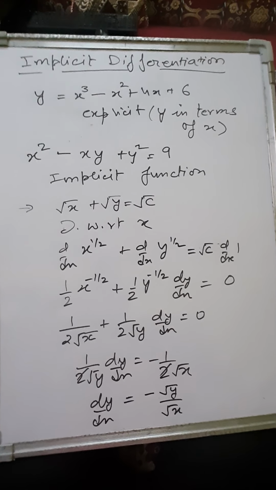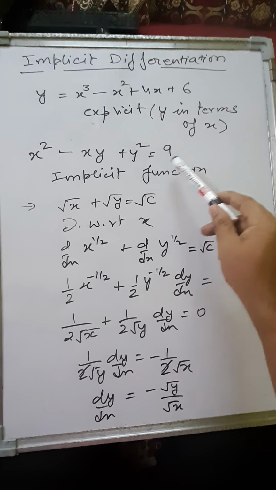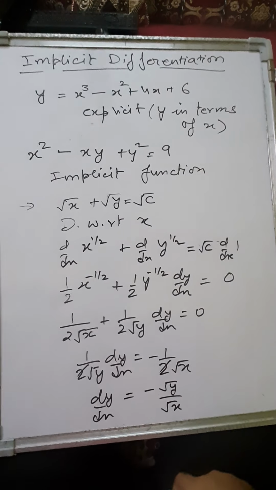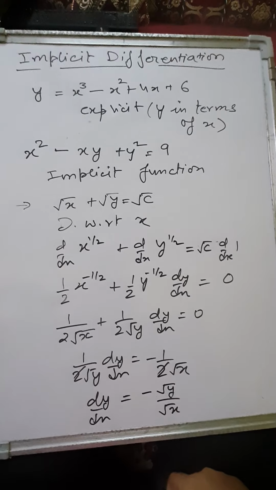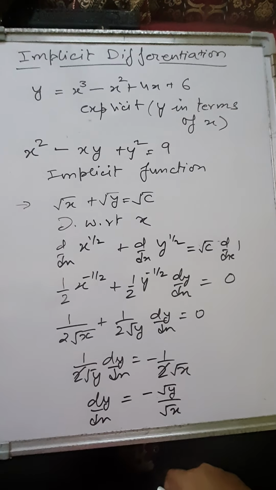In a function where x and y are written together and you cannot separate them, that function is called an implicit function. Now today we will learn how to differentiate an implicit function. Let's start with the example.